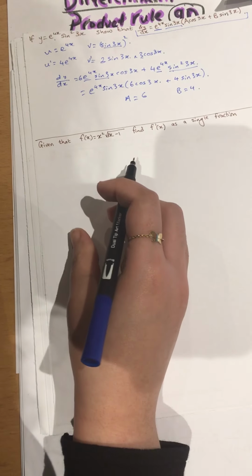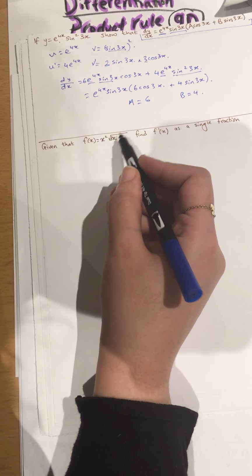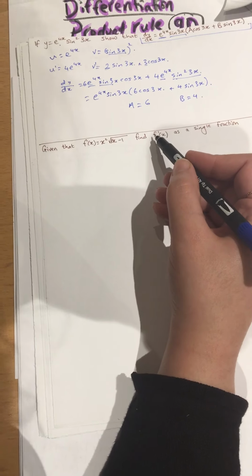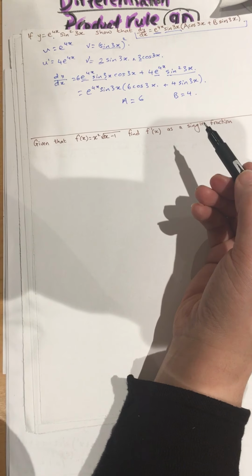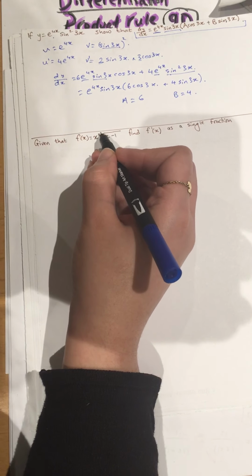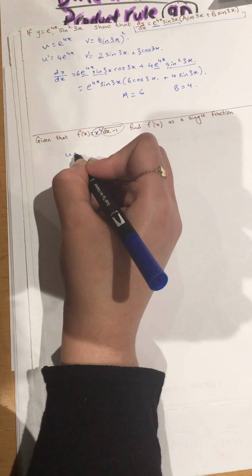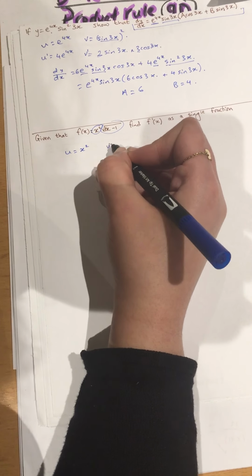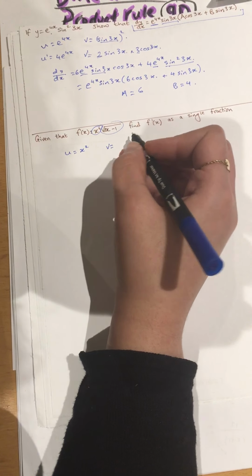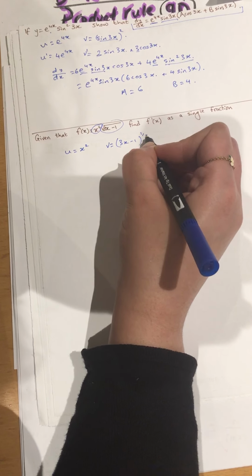Okay, another example. Here I have f of x is equal to x squared square root 3x minus 1. Find f dash of x, so I'm differentiating, as a single fraction. So again, I notice I've got a product of two functions, so I can use the product rule. u is equal to x squared, v is equal to, I'm going to write this as a power half, so 3x minus 1 all to the power half.